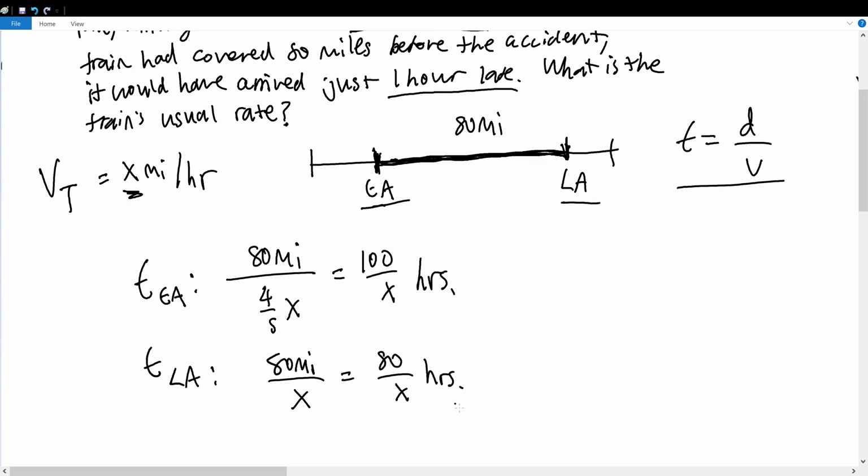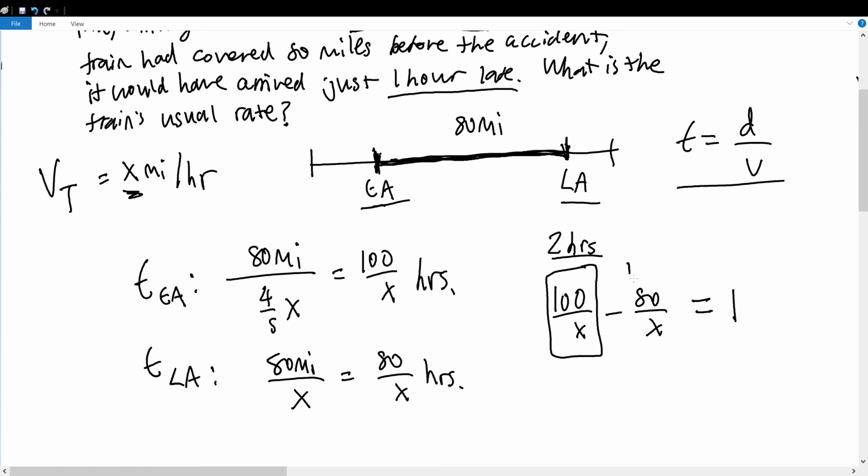And now we can set up an equation to solve for x. So 100 over x minus 80 over x should give us a difference of 1. Think about it: what is 100 divided by x representing this time? It is representing the time at the speed for which the train arrives 2 hours late. And what about 80 over x? It is representing the time for which the train travels and arrives 1 hour late. So the subtraction between these two times will give us 1, hence where the 1 comes from.